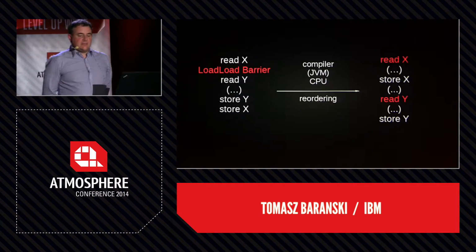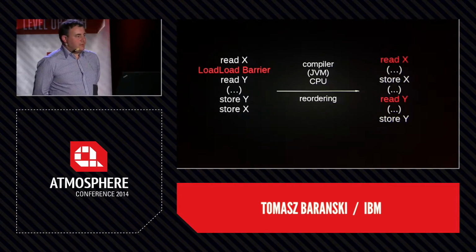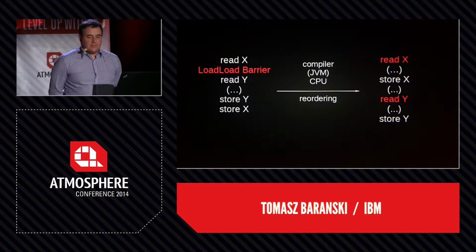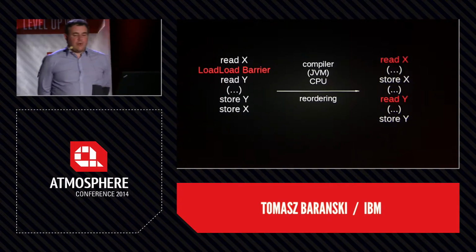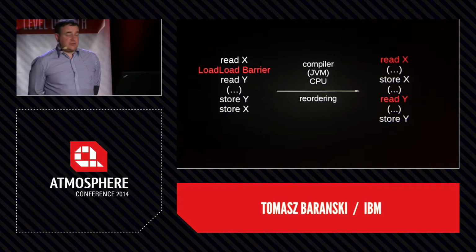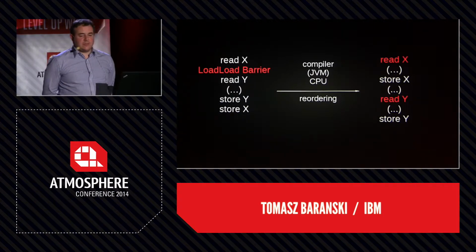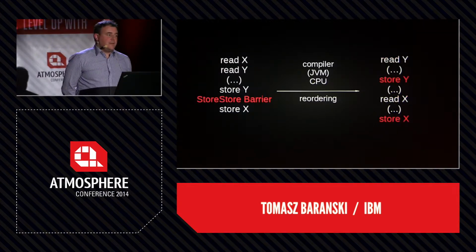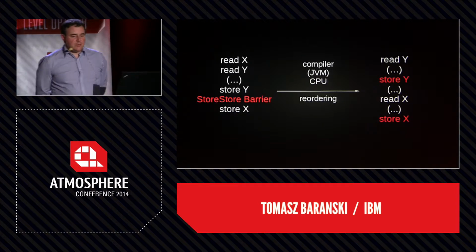And they go like this. A load barrier means no reads that happen before the barrier can be reordered after the barrier. So we have read X, barrier, and read Y. Neither the compiler nor the JVM nor the CPU are allowed to reorder them. The stores can be reordered, can move across the barrier, but reads are always in the order you intended. Store barrier is the same for stores. They cannot be reordered no matter what.